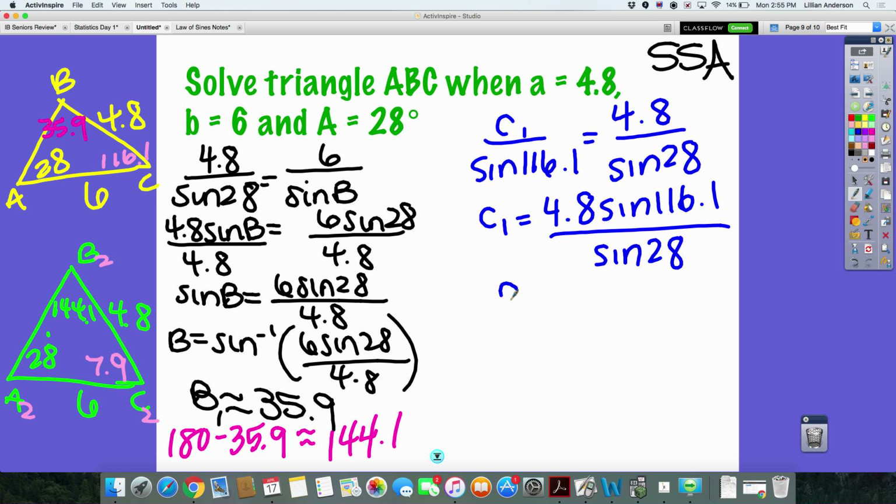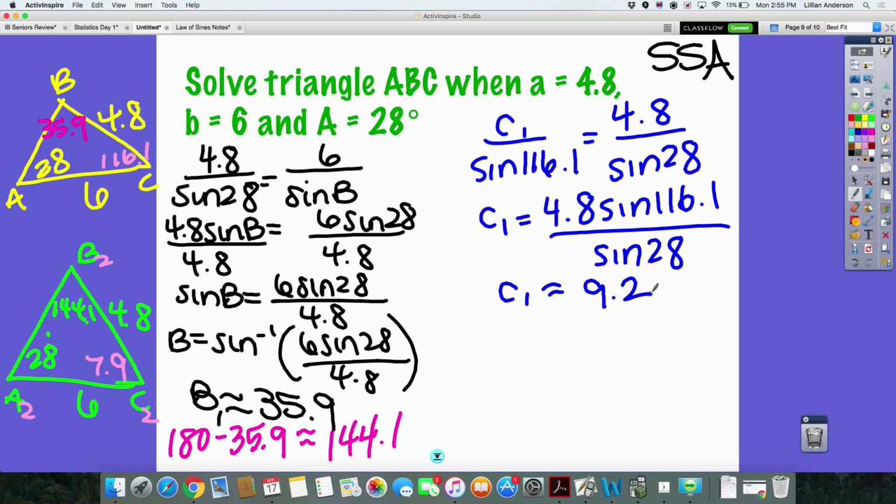And what is side C? What did you guys get here? I got 9.18. It's 9.2. There we go. 9.2.